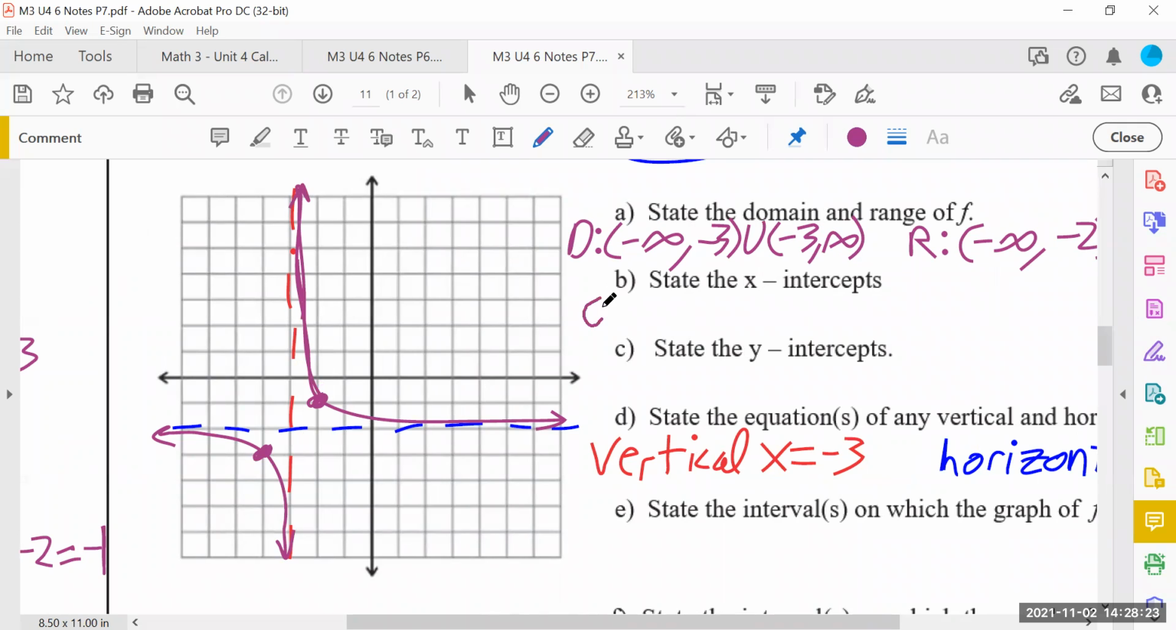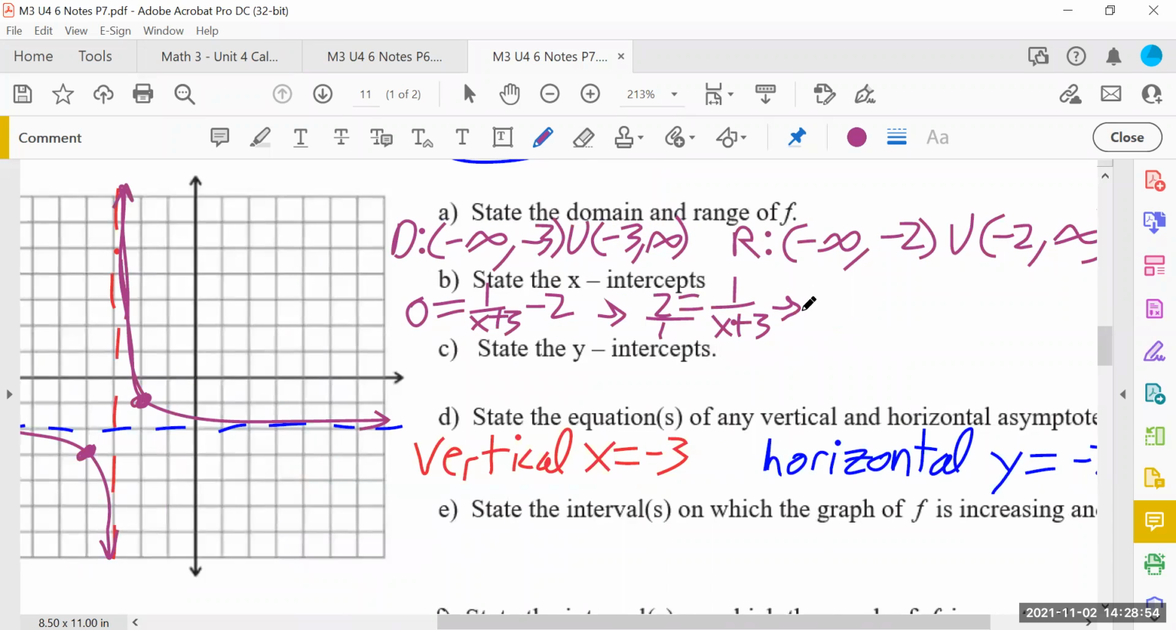So here, 0 equals 1 over x plus 3 minus 2. Add that 2 to both sides. So we get 2 is equal to 1 over x plus 3. You can make that 2 a fraction, 2 over 1. Cross multiply. 2 times x plus 3 is equal to 1.